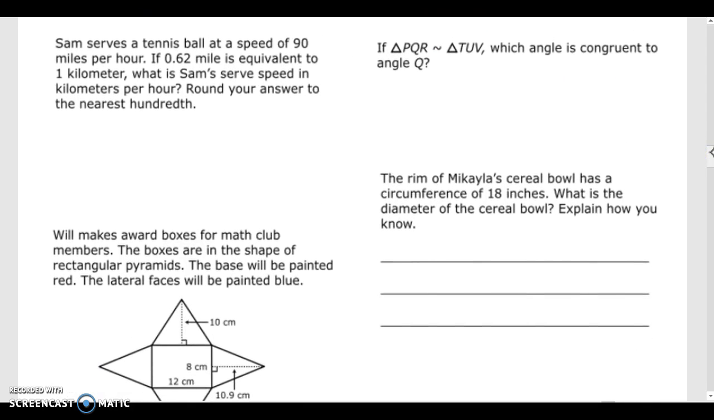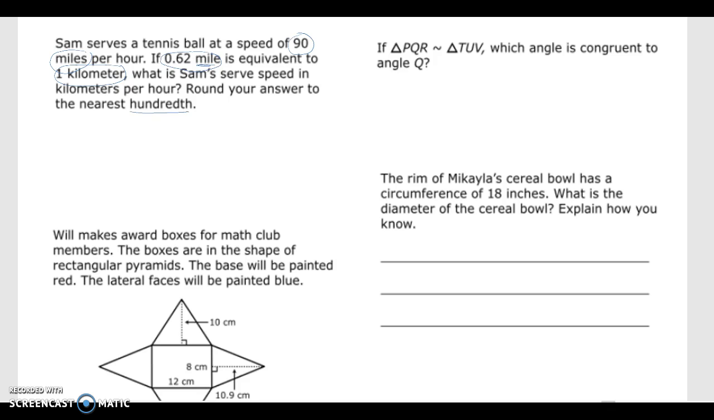So this first one says Sam serves a tennis ball at a speed of 90 miles per hour. If 0.62 miles is equivalent to 1 kilometer, what is his serve speed in kilometers per hour? Round your answer to the nearest hundredth. Okay, so he's serving a tennis ball at a speed of 90 miles per hour. And it's saying 0.62 miles is equal to 1 kilometer.